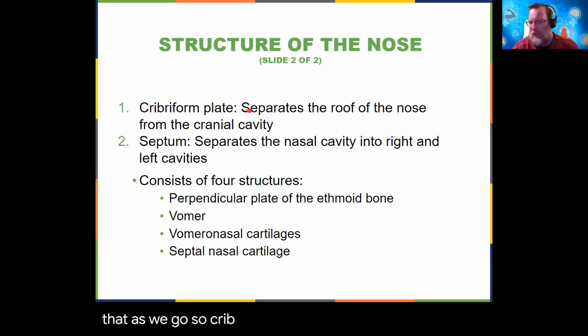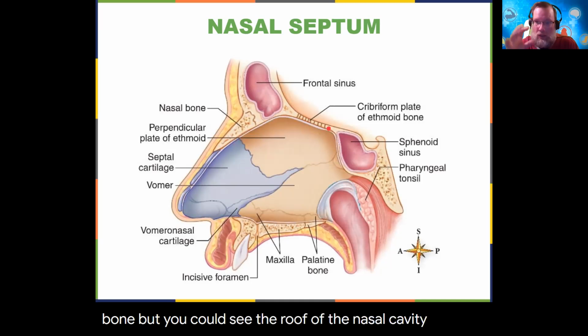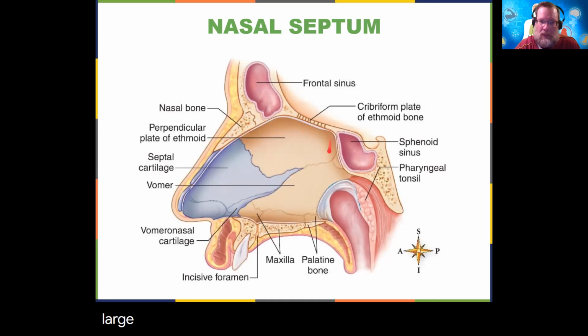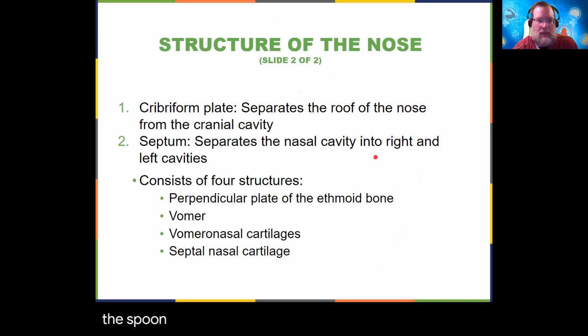So the cribriform plate is the roof of the nose from the cranial cavity. Again, the maxilla and palatine bones make up the floor. We've got a little bit of the frontal bone here and a little bit of the nasal bone, but you can see the roof of the nasal cavity is quite large. There's a lot of space up here. And then again, the sphenoidal sinus in the back.